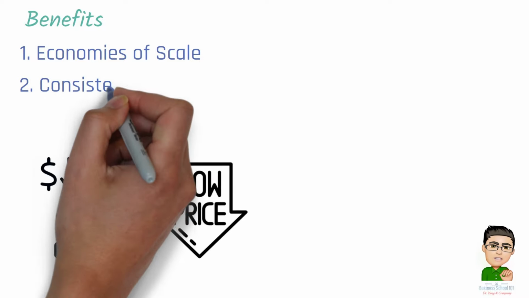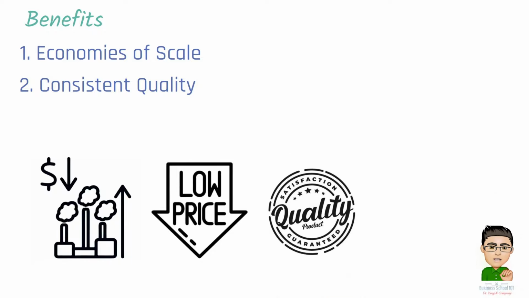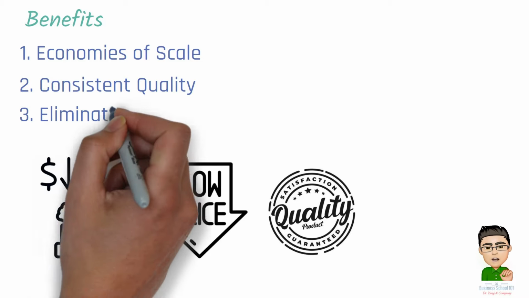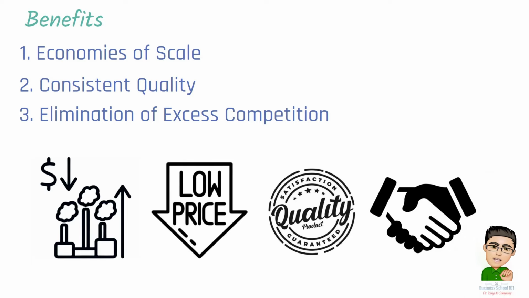Number 2. Consistent quality. With a single provider, there can be more control over the quality of the product or service offered. This can lead to more consistent quality standards, which can be beneficial for consumers. Number 3. Elimination of excess competition. In some cases, intense competition can lead to destructive practices that harm consumers or the industry. A monopoly can eliminate such competition, leading to a more stable market environment.